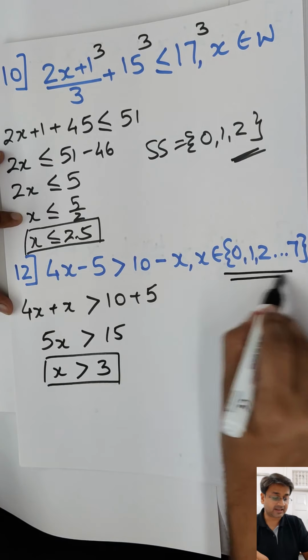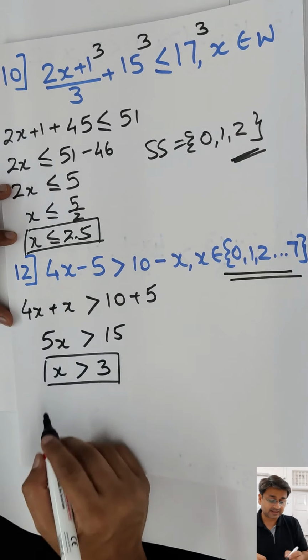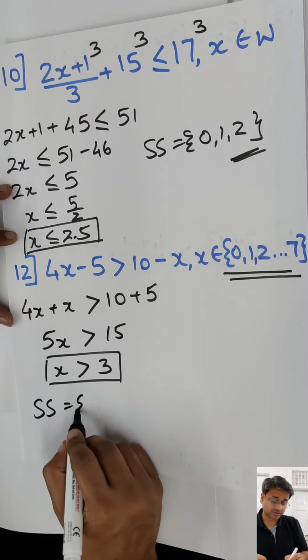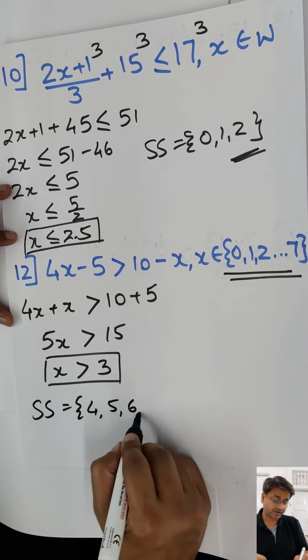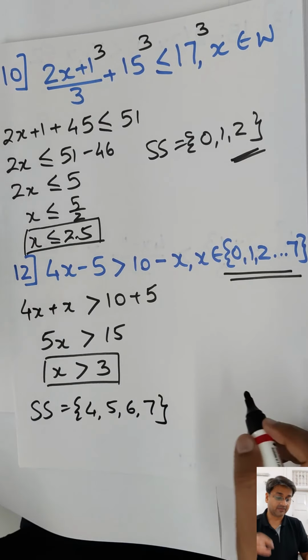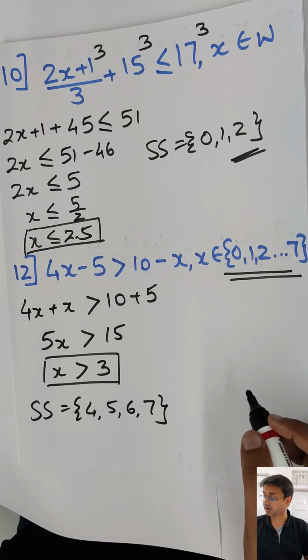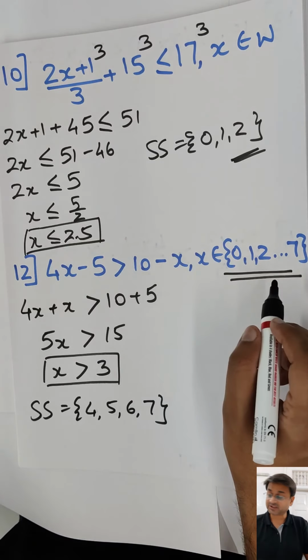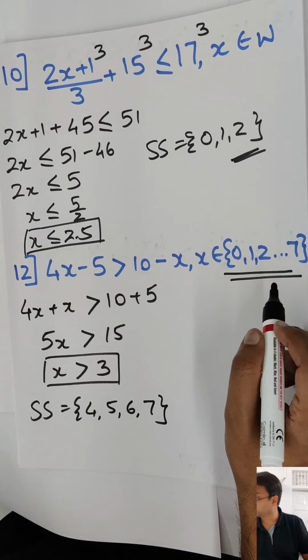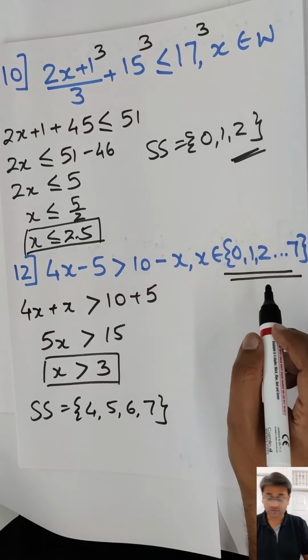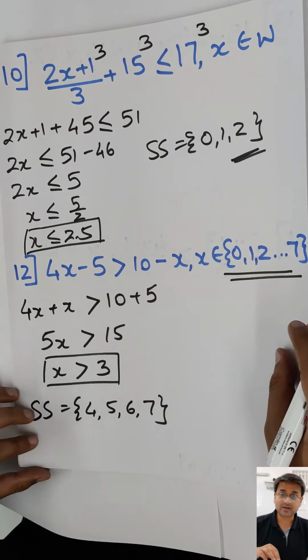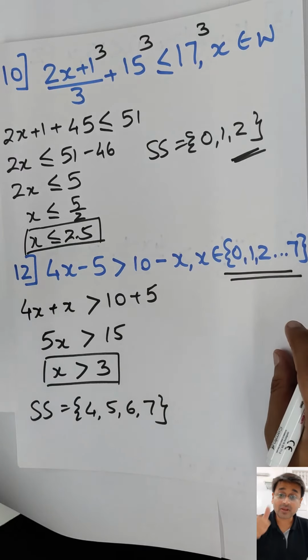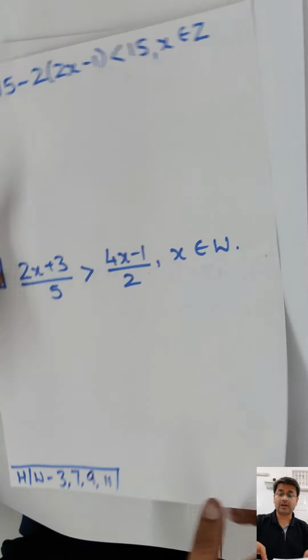This time they say that x is 0 to 7 and x is greater than 3. So my solution set should be 4, 5, 6 and 7. Not greater than 7 because that's what the final replacement set is. So let me just check if I am doing it correct. Sum number 12: 4, 5, 6, 7. Absolutely correct. Did you get the same? Pat yourself. You're doing very, very well.